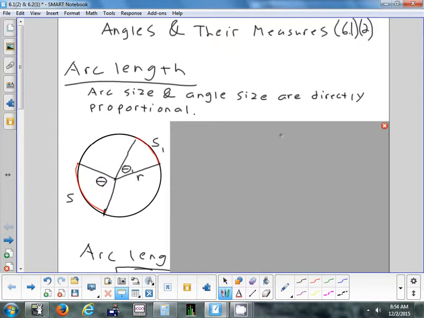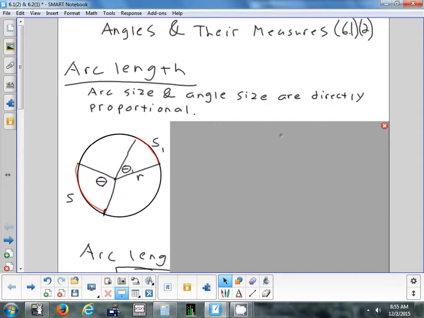And one thing that's going to help us to do this is the fact I wrote on the board. The size of an arc and the size of an angle are directly proportional. Which means if I double the size of this angle, I double the size of its arc. If I make this angle half as big, I make the arc half as big. So there's a direct connection between the size of the angle and the size of an arc. Make one bigger, you make the other bigger. Make one smaller, it makes the other one smaller. So any questions on that idea? Because everything I do in this formula is based on that.